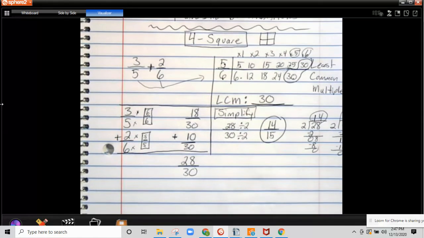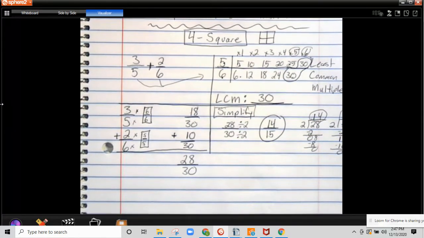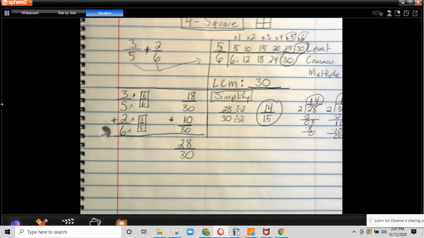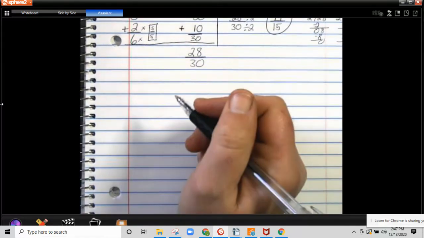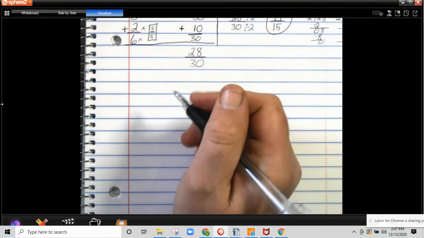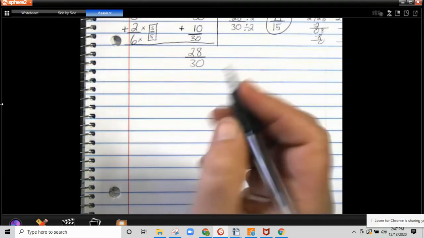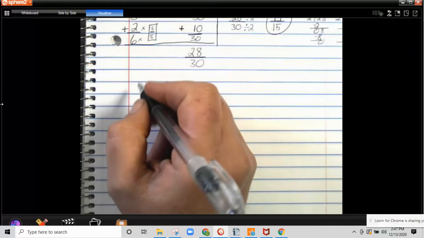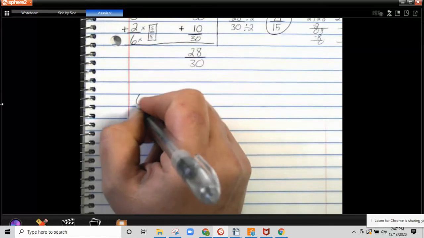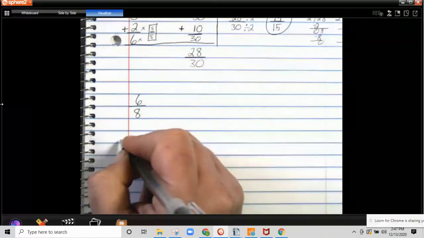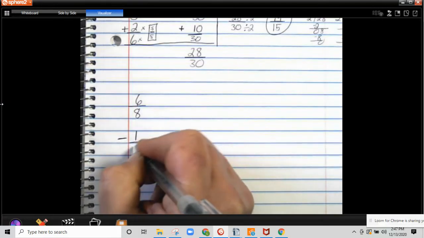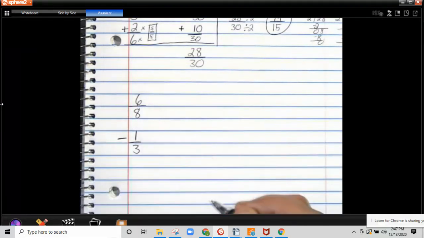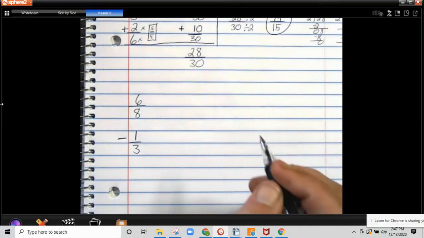Okay? Let's do another one. Now we're going to do subtraction on this one. So let's do 6/8 minus 1/3. And actually, I already wrote that vertical, but that's okay.